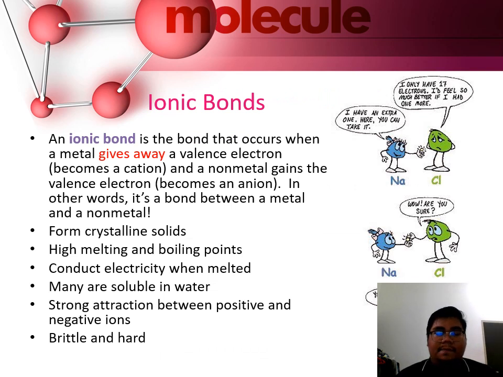So an ionic bond is a bond that occurs when a metal gives away its valence electron, meaning the electron on its outermost shell, to become a cation, and a non-metal element gains a valence electron and becomes an anion. So ionic bonds are formed between a metal and a non-metal element. Usually ionic bonds have high melting and boiling points and can conduct electricity due to their positively and negatively charged ions.